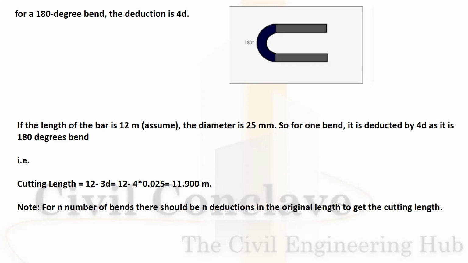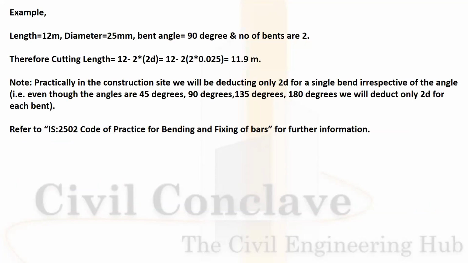For n number of bends, there should be a corresponding deduction according to the number of bends. Example: length is 12 meter, dia is 25 mm, bend will be 90 degree, number of bends say 2. So cutting length will be 12 minus 2 into 2D, is equal to 12 minus 2 into 2 into 0.025, that is 11.95 meter. Practically at the construction site, we only deduct 2 dia for a single bend, irrespective of the angle.